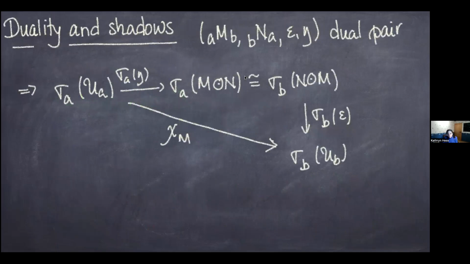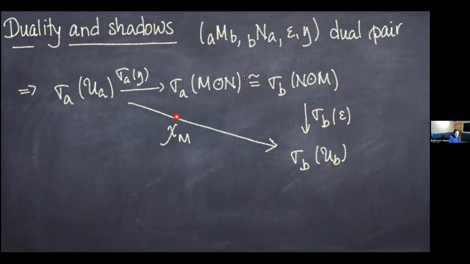So what's the relationship between duality and shadows? If here I have one of these dual pairs, we can make the following construction. We can start with looking at the shadow of the distinguished unit object from A to A, use eta to go into the shadow of M tensor N. Here we use the natural isomorphism theta AB that tells us that this is isomorphic to this. And then we can use the shadow of the epsilon map that goes from N tensor M to the unit object on B.